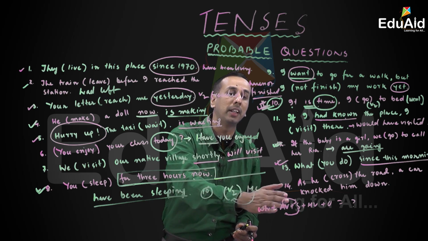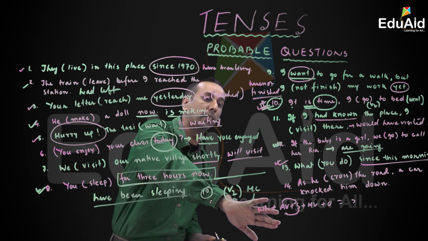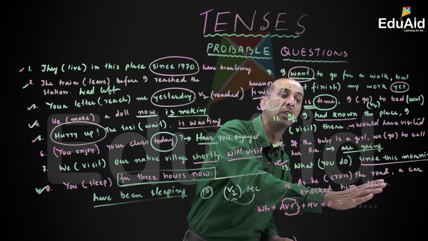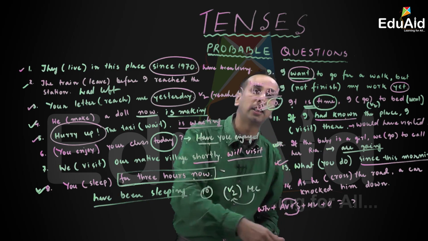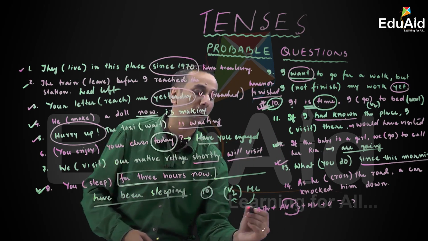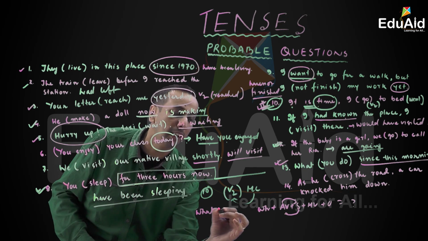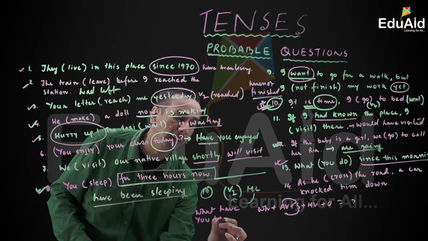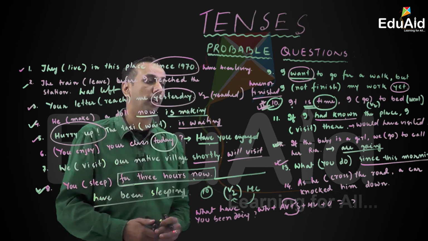So to answer this question, keep this structure in mind. What you do? Please don't say what you have been doing that way, because then the structure of the question will not be maintained. So to maintain the structure of the question, you have to write what have you been doing. Answer to question number 13: what have you been doing? You have to put the question mark.